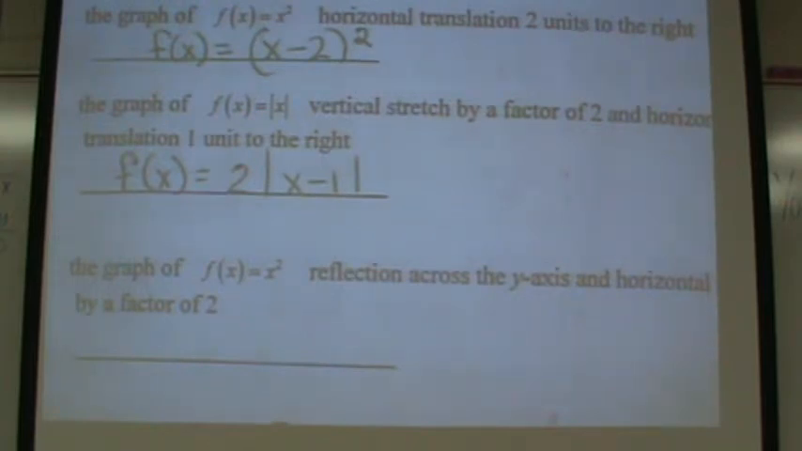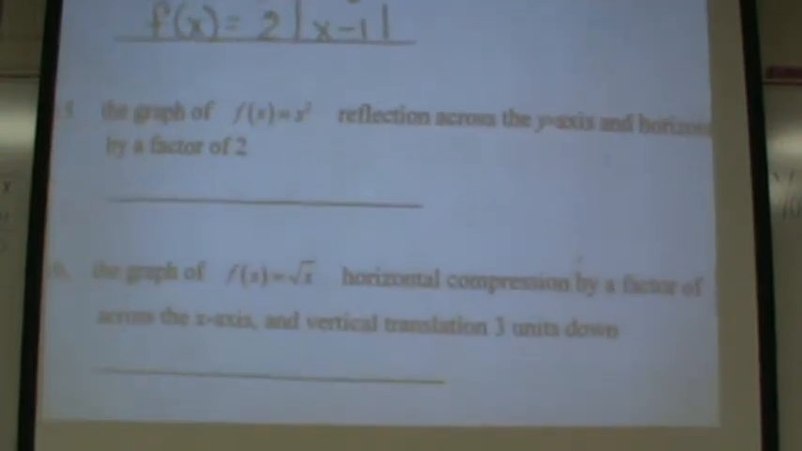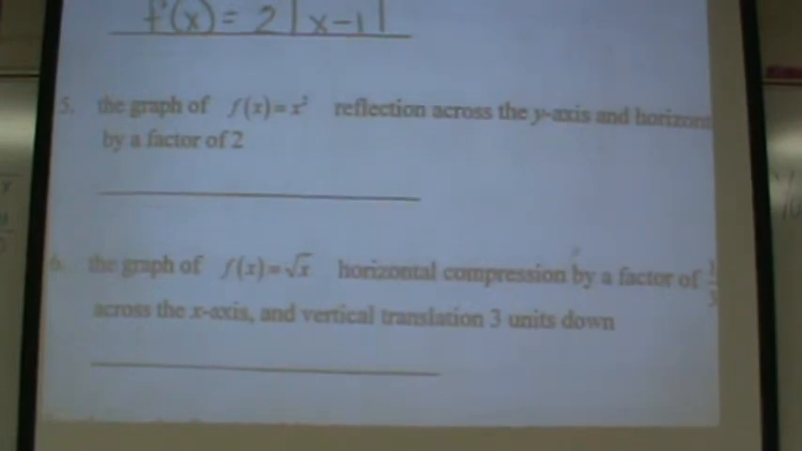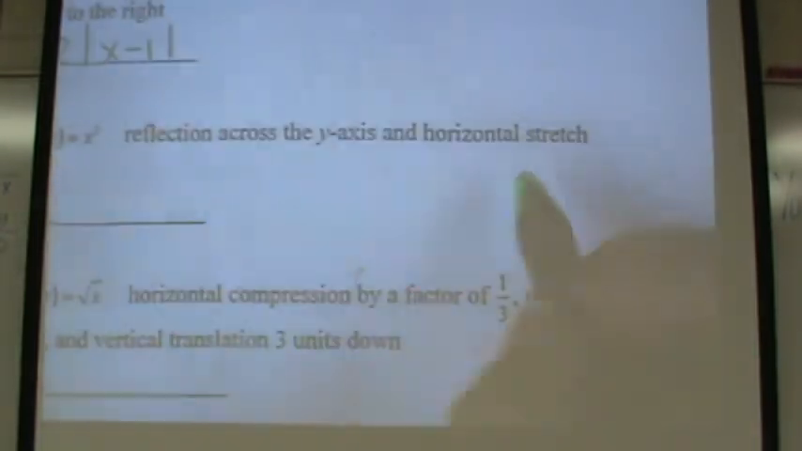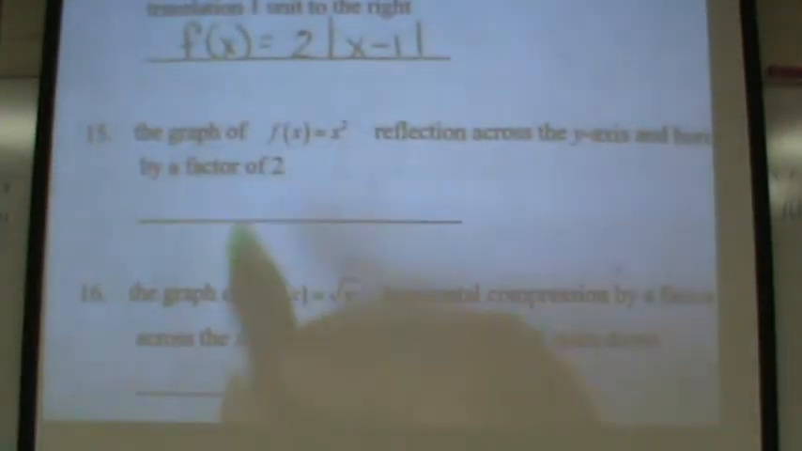Okay, next one, number 15. I want to take the graph of x squared and reflect it over the y-axis. So where do you put a negative, inside or outside? Inside. And I want to horizontally stretch it by a factor of 2.